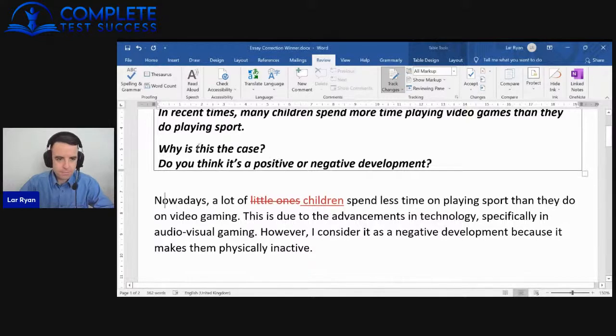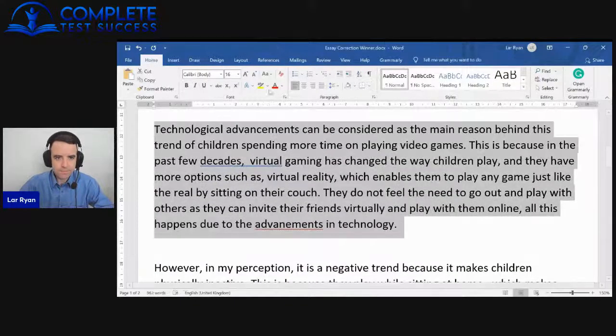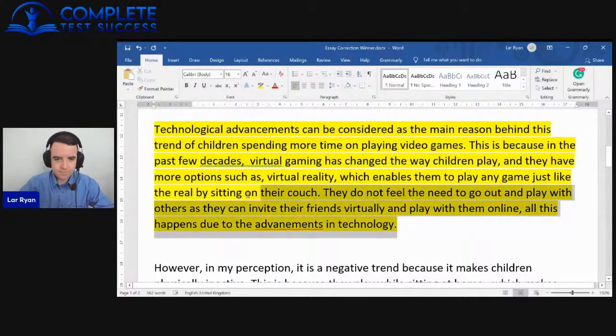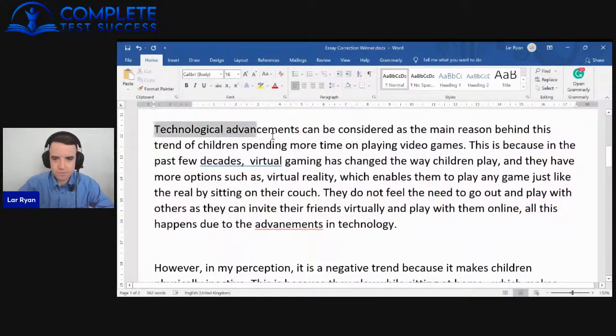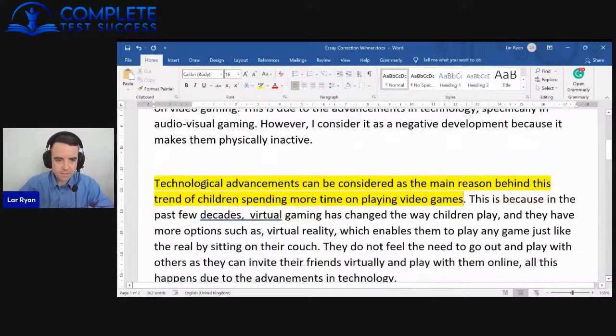So moving from there, we need a paragraph about why this is the case. So in this next paragraph here, I'm expecting this to be all about why is this the case. So the first sentence should repeat that idea, and then there should be development, be it explanations or examples or whatever. So let's just have a look. So this first sentence should have the main idea repeated. So that main idea being advancements in technology. So technological advancements can be considered as the main reason behind this trend of children spending more time playing video games. So it's just a preposition mistake there.